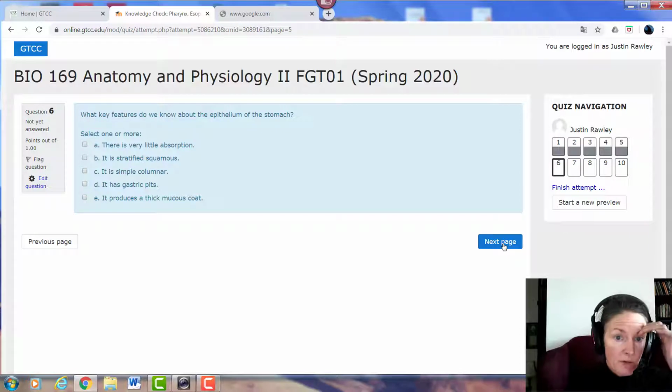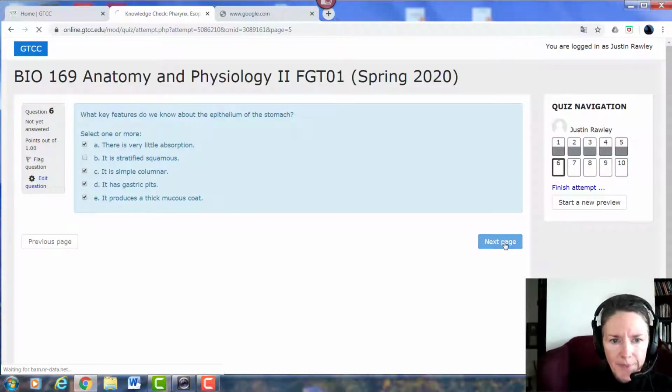What key feature do we know about the epithelium of the stomach? There's very little absorption, that's true. It's simple columnar. It produces a thick mucus coat. It has gastric pits. Well, all that's true. The only thing that's not true is that it's stratified squamous. If we miss one of these, we won't get credit.